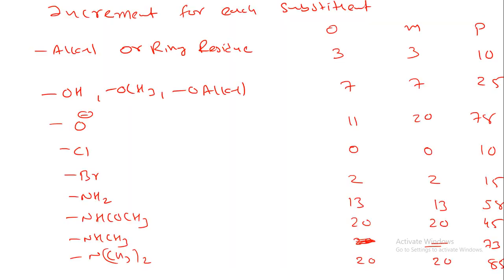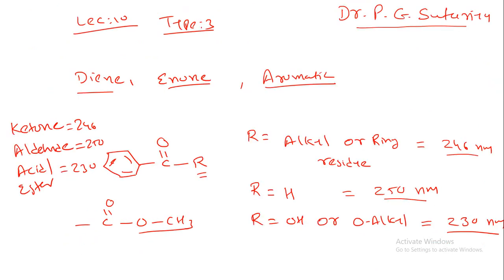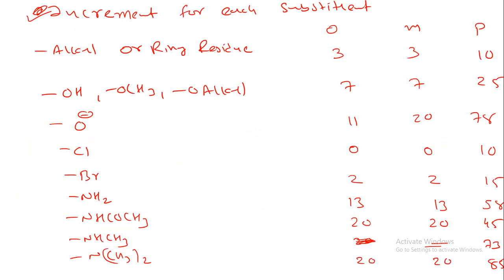So these are the increment values for each substituent that is present on the benzene ring. You can pause this video and write down all the values of ortho, meta and para for the type 3. First we have to see what the ring system is, whether it is aldehyde, ketone or acid. After that we have to add the increment for its substituent, whether we have OH group, oxygen minus, Cl, Br, NH2, NHCO, CH3, NHCH3 and CH3 twice, present on ortho, meta and para.